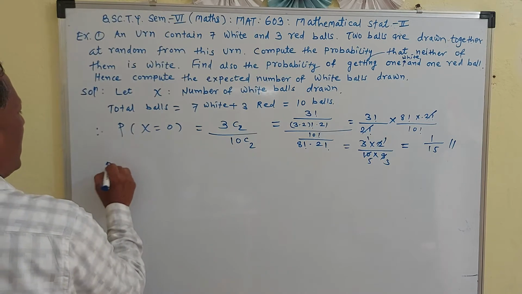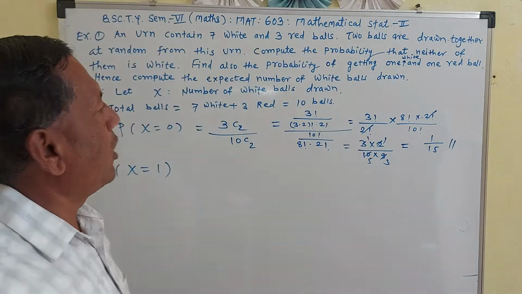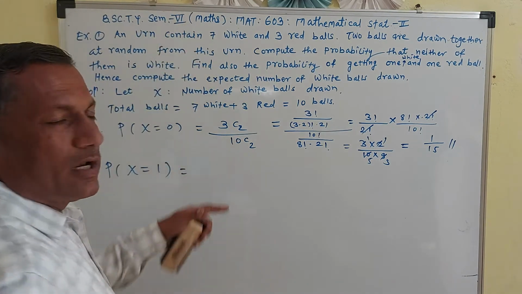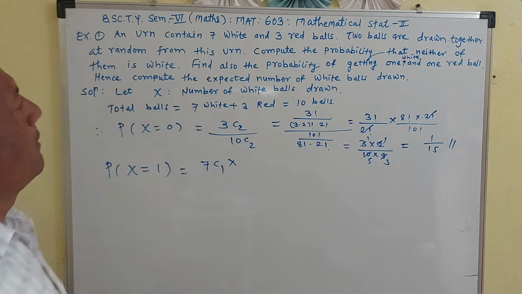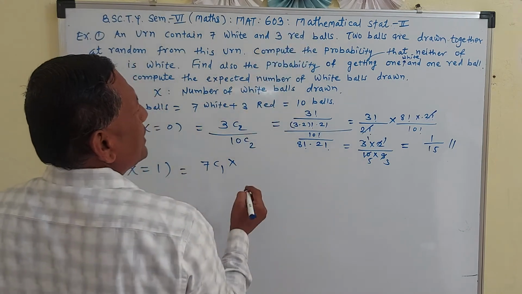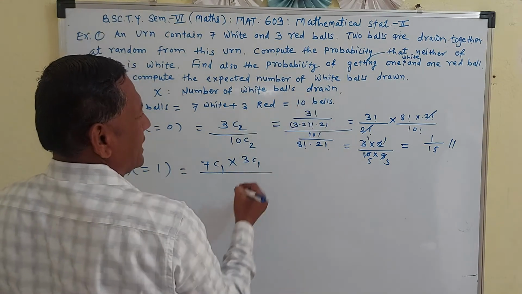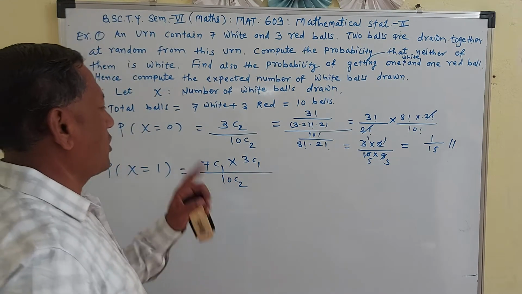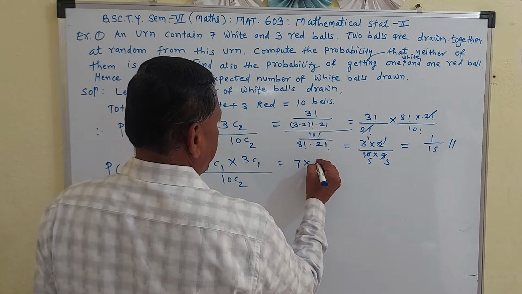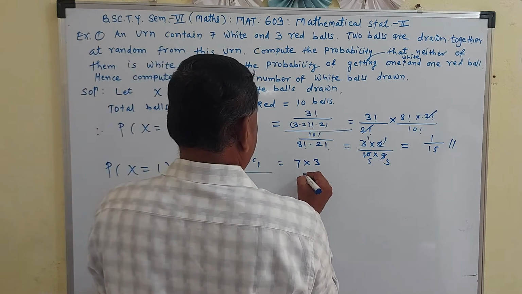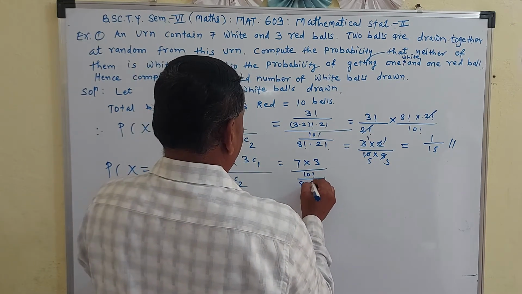Similarly, find the probability of X equal to 1, that is, the probability of getting 1 white and 1 red ball. There are 7 white balls, so 1 white ball can be chosen in 7C1 ways, and another ball can be chosen from the 3 red balls in 3C1 ways, upon the exhaustive number of cases, 10C2. So 7C1 is 7, 3C1 is 3, upon 10C2, which is factorial 10 upon factorial 8 into factorial 2.